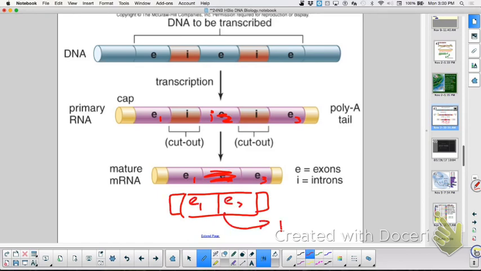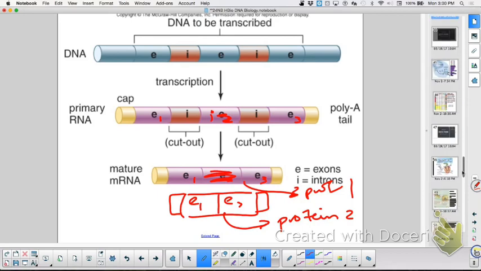And this would code for protein, let's say protein number 2, whereas this sequence codes for protein number 1. So I can get different proteins from the same original sequence of DNA. All right? Okay. And we did the codon chart.